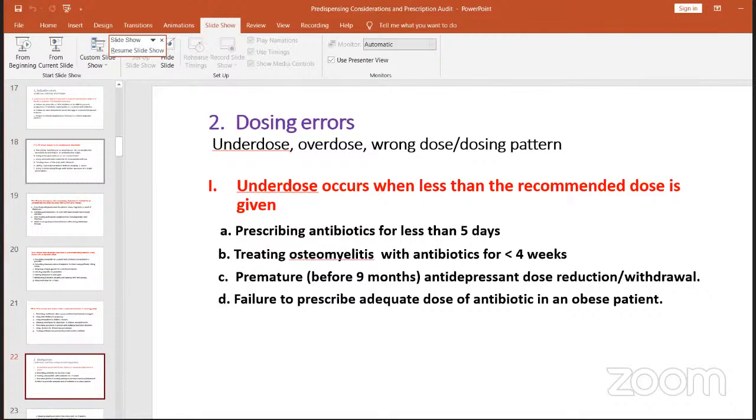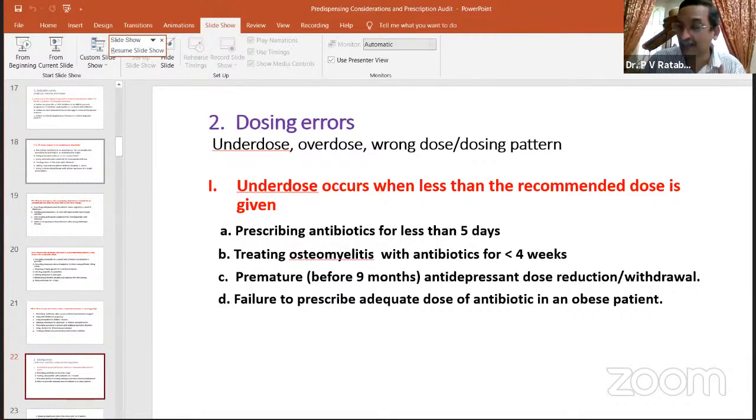Treating osteomyelitis with antibiotics for less than 4 weeks. Premature antidepressant dose reduction: as I said some time back, antidepressants should be given for months together. The action starts after 3 months and has to be continued for more than 9 months. Failure to prescribe an adequate dose of antibiotic in an obese patient. If the patient is obese, 120 kg, your normal dose of antibiotic will not work. You will have to give a higher dose of antibiotic to make up for his weight.